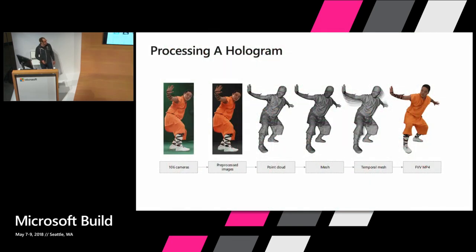So, this pre-processing that we do to our content before delivery, what does that actually consist of? Well, we typically take the camera inputs, 106 cameras, we remove the background, we turn that into a point cloud, we turn the point clouds into a mesh, we turn each individual mesh into sequences of tracked meshes, which I'll explain in a moment, and those tracked meshes get compressed into free viewpoint video or an MPEG-4 file, which we deliver to you.